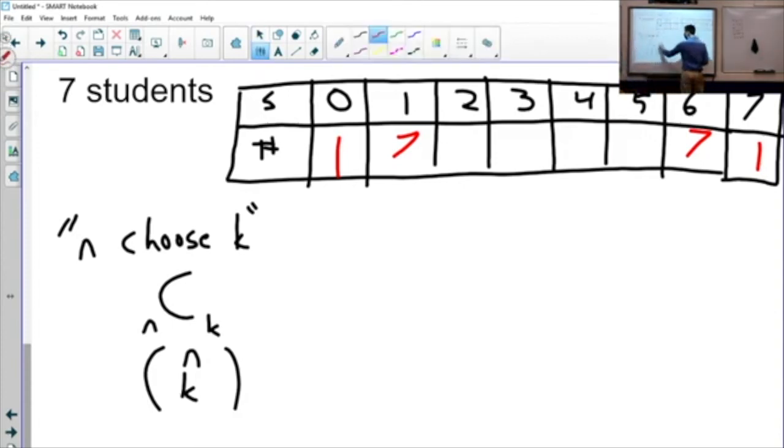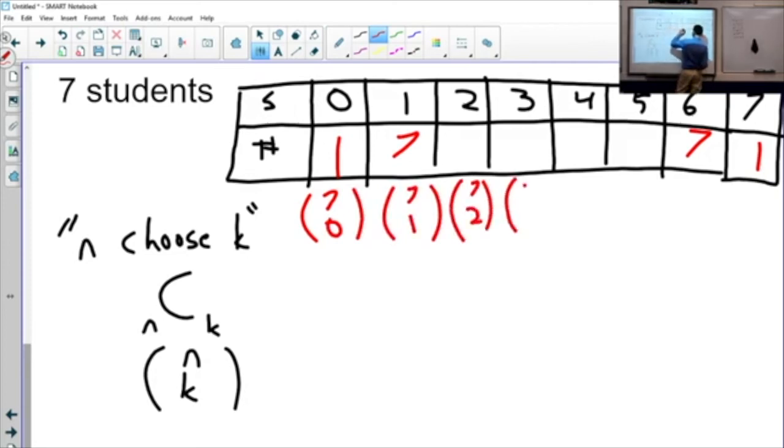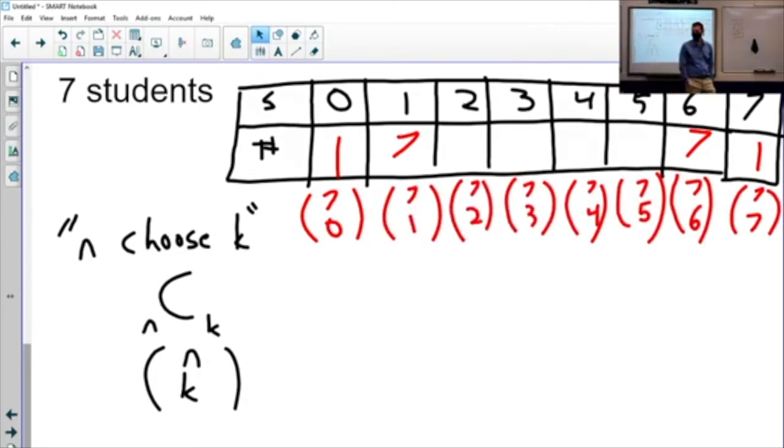So, in other words, n is out of how many we're choosing, and then k is the actual amount that we're choosing. So this would be 7 choose 0, this would be 7 choose 1, this would be 7 choose 2, and so on. This is why I say that the field of mathematics where you're talking about counting efficiently matters.